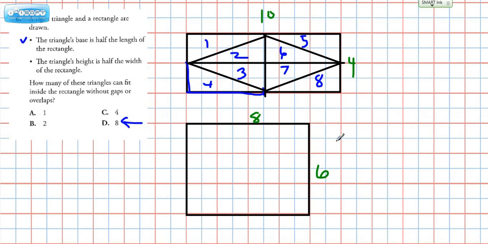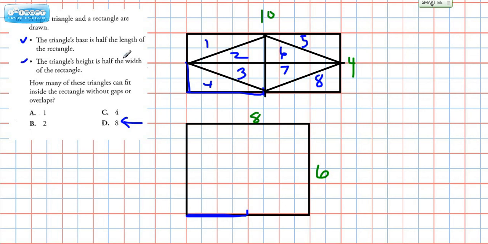All right, let's look at our 8 by 6 rectangle. If we go through the bullet points and do the same thing. So the triangle's base is half the length. See, the length of this happens to be 8. So that means the halfway mark would be 4. So this would represent the base of our right triangle.